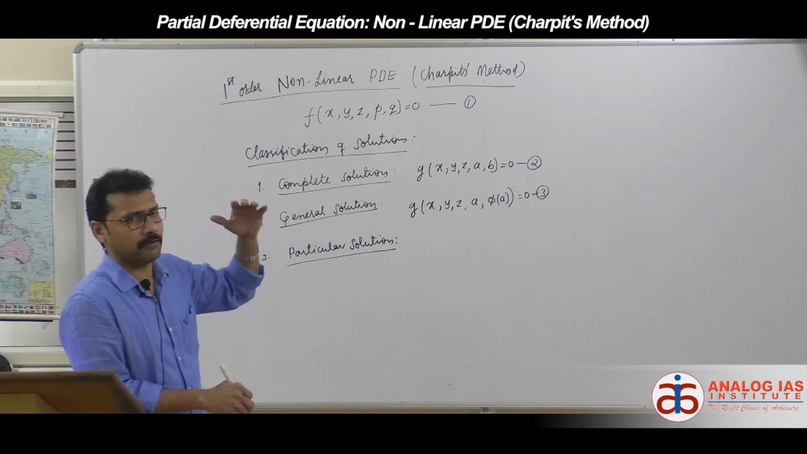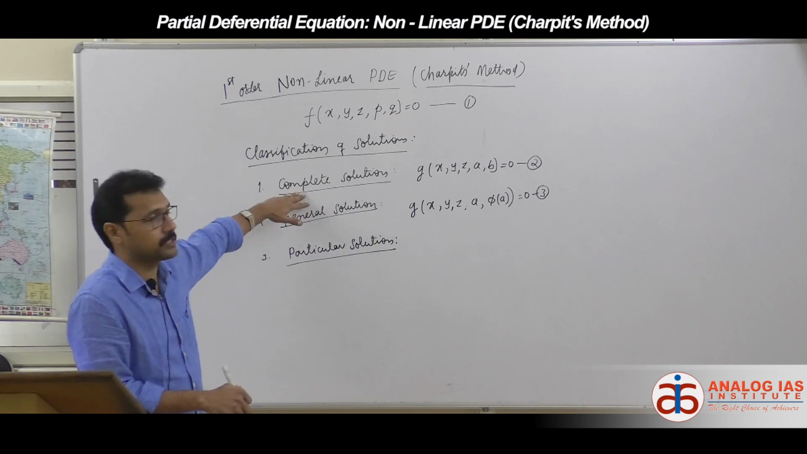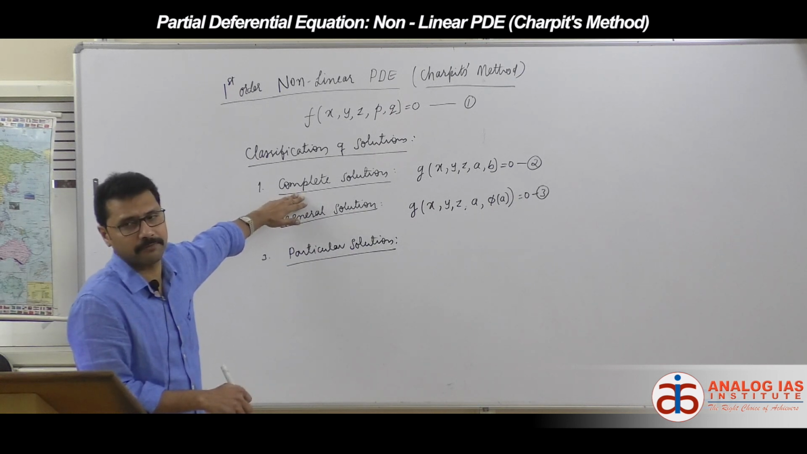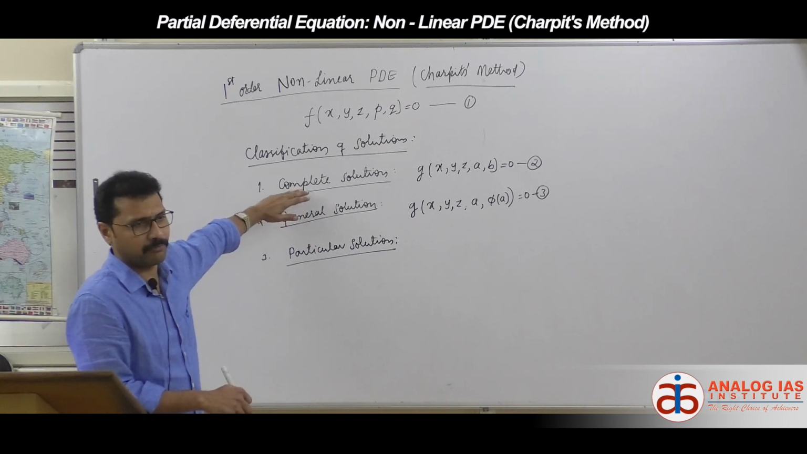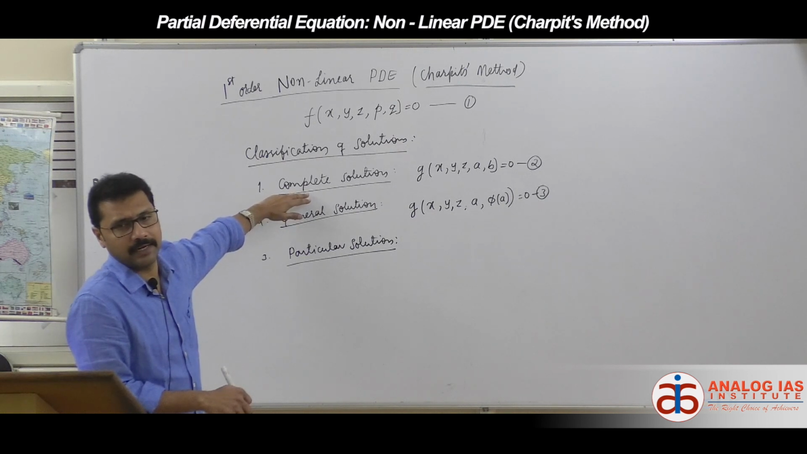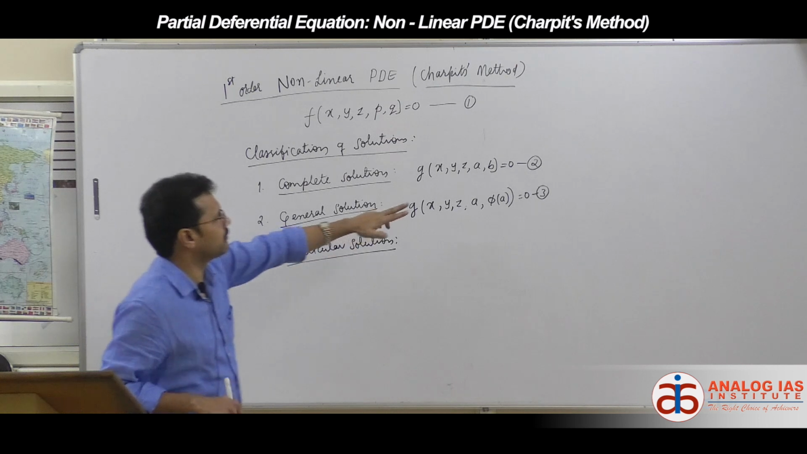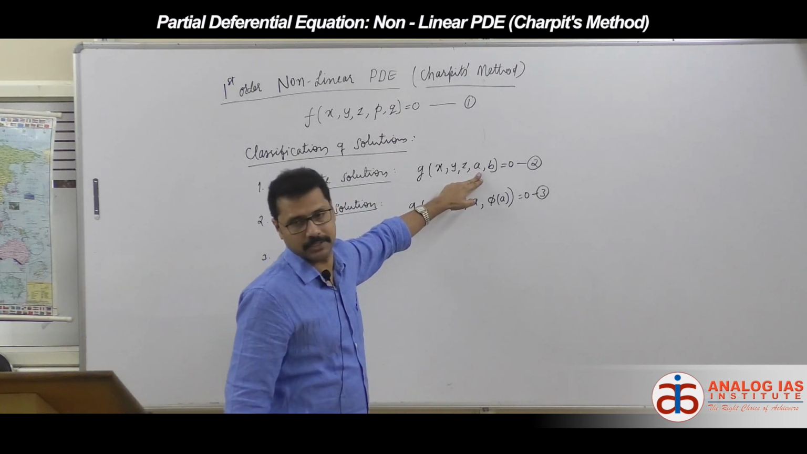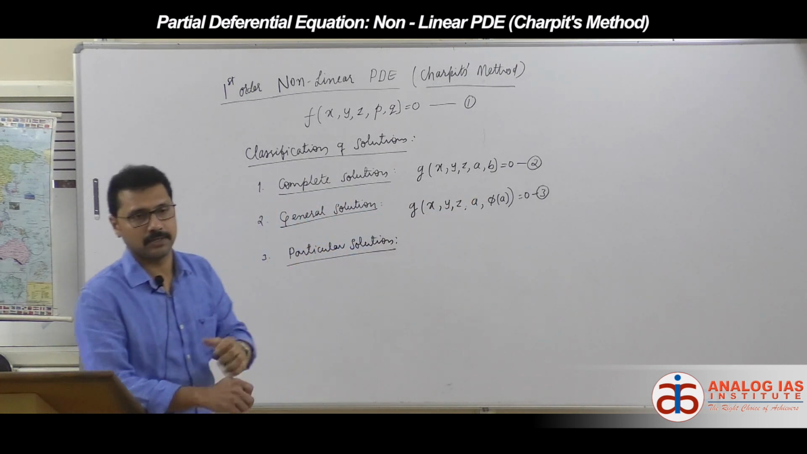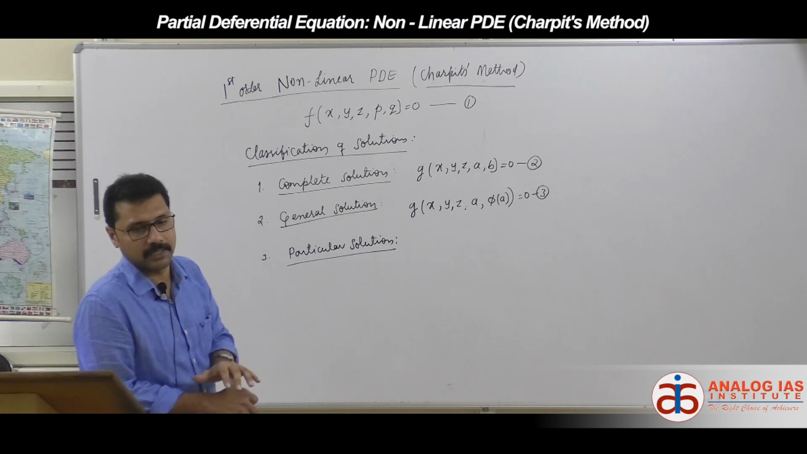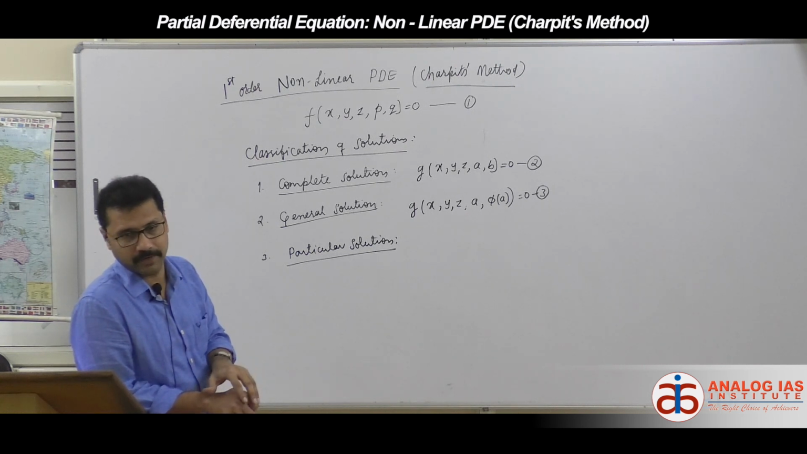So if in the given family, or in the complete solution, which gives me an infinite number of surfaces in the family, I can identify one particular surface by giving particular values to these two arbitrary constants, that is called a particular solution, or in fact we call it a particular surface also, right?